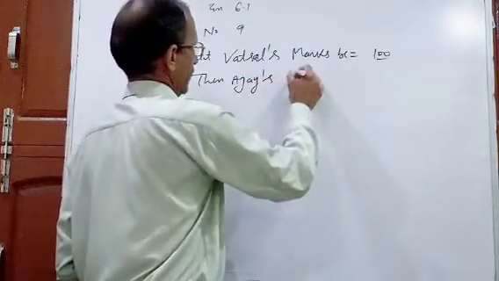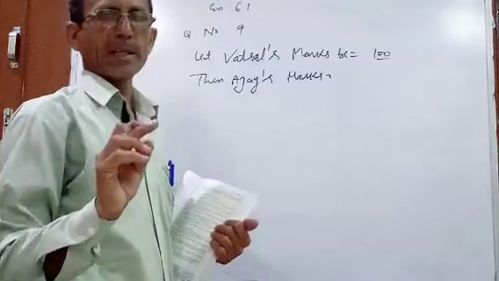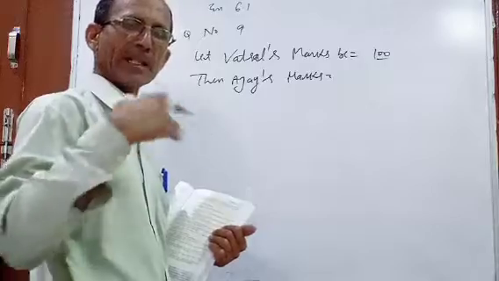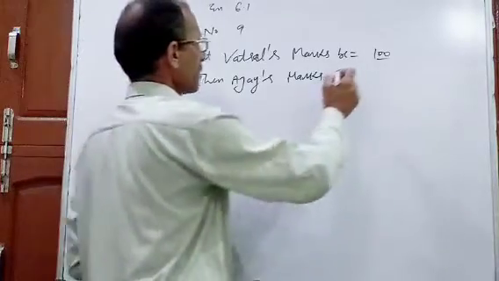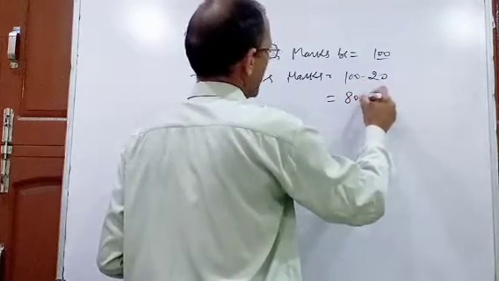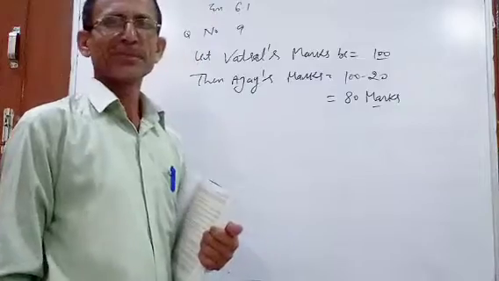Ajay's marks. I assumed 100 marks of Vatsal's. Ajay gets 20% less. It means on 120 less. Then Ajay's marks will be 100 minus 20, 80 marks. Up to here, any doubt, any confusion?